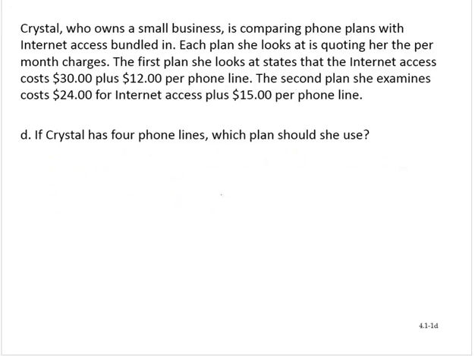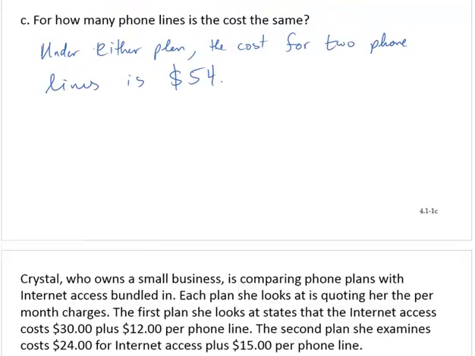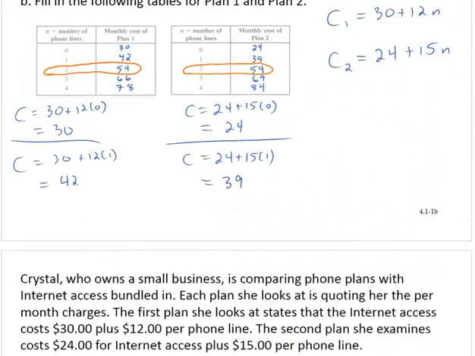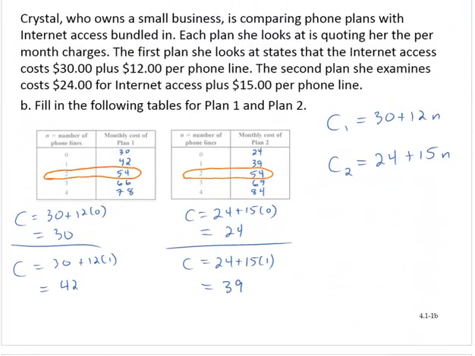If Crystal has 4 phone lines, which plan should she use? All right, well, again, let's go back to our table. So let me scroll up to it. So we see our table here, and we see that with 4 phone lines, the cost on the first plan is $78. The cost of the second plan is $84, and so the first plan is better.